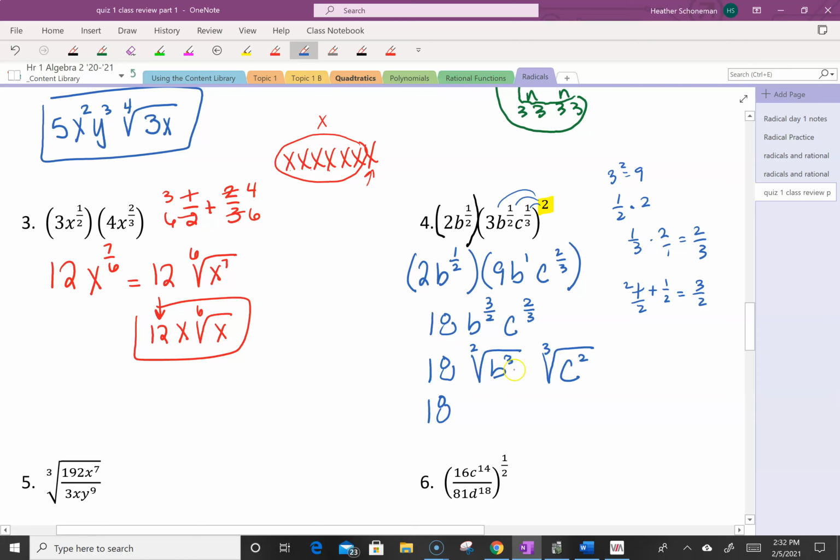So if I'm looking at this b part over here, there's 1 group of 2 that's in 3, so the 1 comes out, and I have 1 left over. But this part can't simplify anymore.